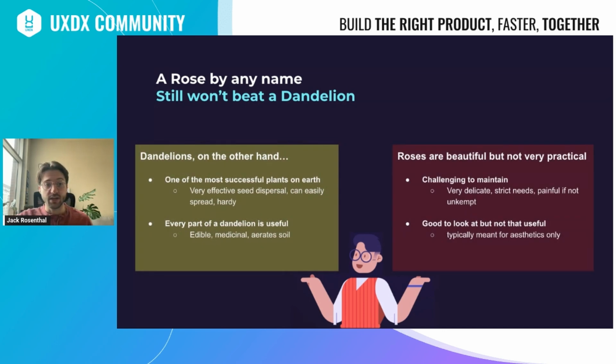Dandelions, on the other hand, if you guys have ever looked up anything about this, I did a little bit of researching them for this presentation. But they're one of the most successful plants on the earth, right? They have very effective seed dispersal. So it is coverage in and throughout where it needs to be. It can spread very quickly as necessary. And it's also a very hardy plant, right?